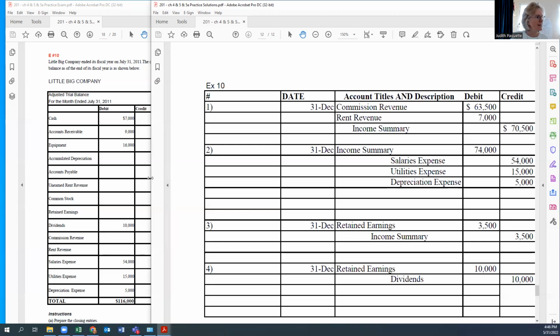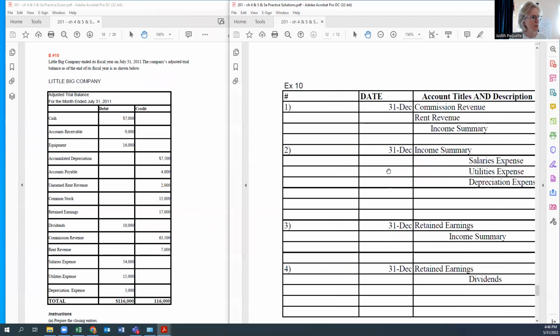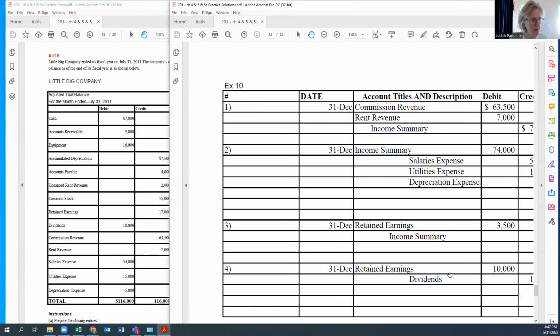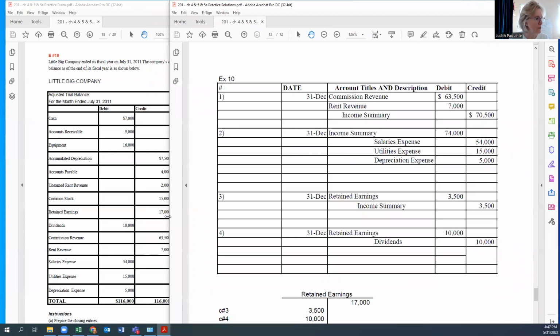So what was different about this problem, and I think what was hanging you guys up, was that retained earnings had a beginning balance, and there was some discussion of whether we closed the retained earnings account. We do not close retained earnings.